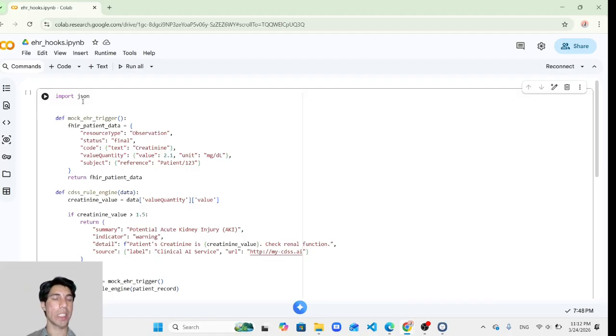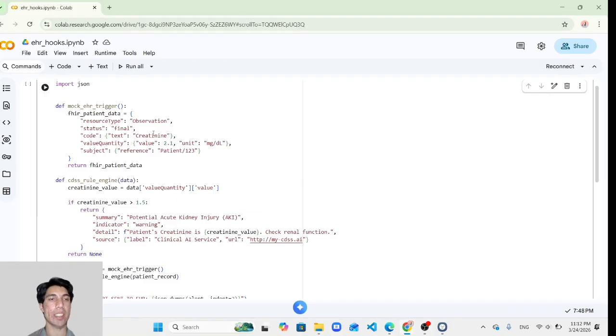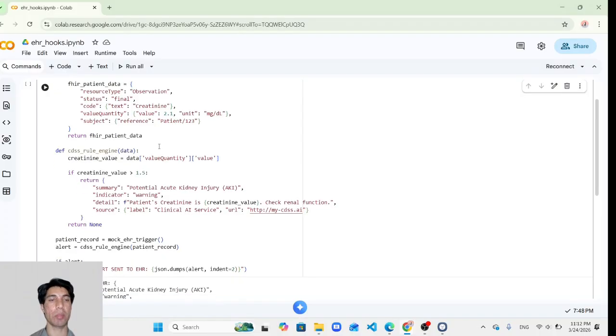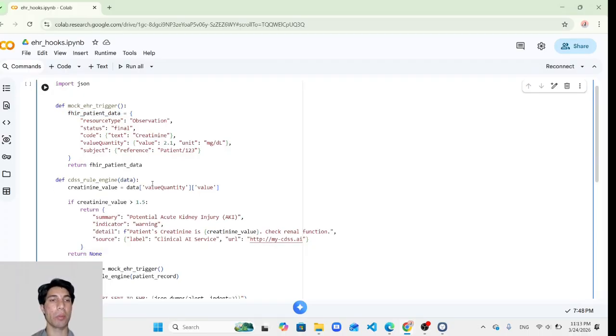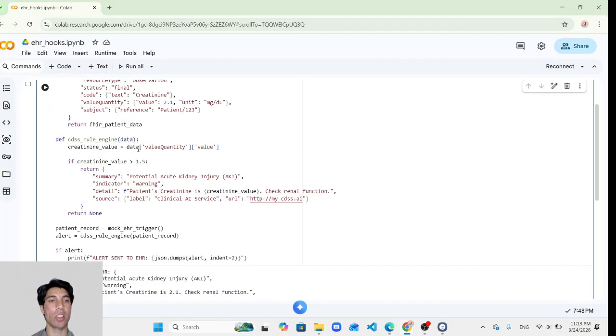Okay, so this is basically a mock example of how these CDS hooks work. This is not a real example, just a mock example. So there is this mock EHR trigger. This is the CDS hook, which is integrated in the EHR systems. So basically, when an event occurs, this function will be triggered. This hook will take the patient's data, for example, resource type, patient status, code, value, quantity, and all of this patient data will be taken to the endpoint which this EHR hook calls out.